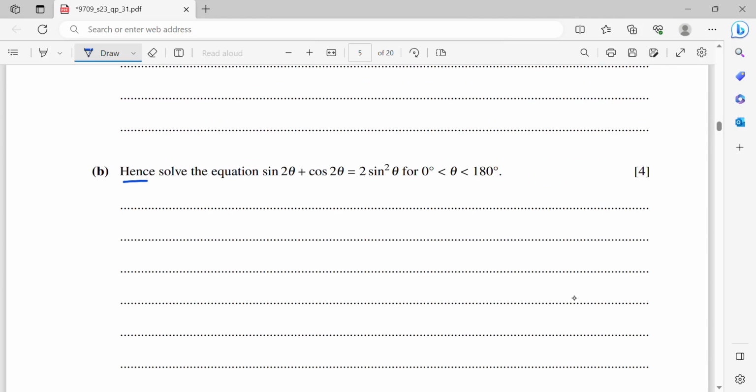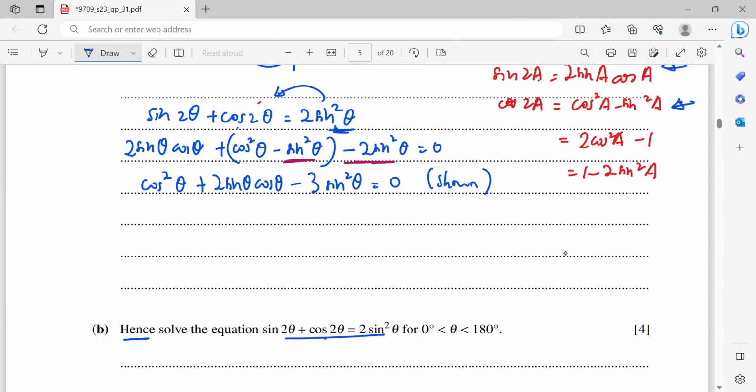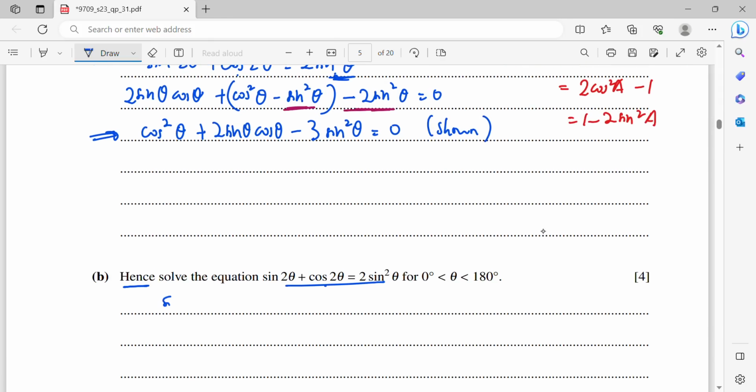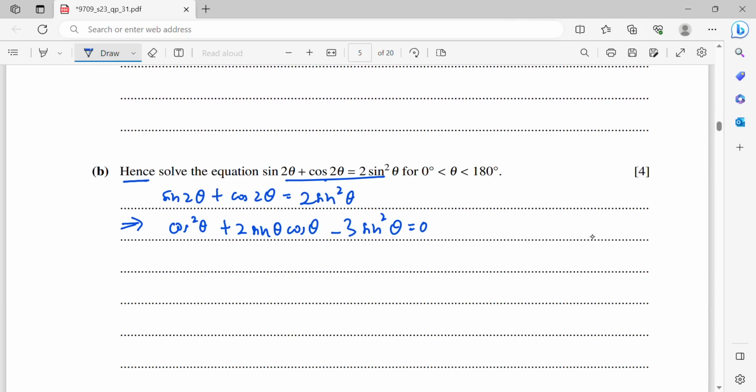Now b, hence means use the previous answer. Solve the equation sine 2 theta plus cos 2 theta is 2 sine squared theta. These 3 terms are exactly the same as the previous form. Okay, that means I can just change it to cos squared and sine squared. So now sine 2 theta plus cos 2 theta is 2 sine squared theta. I will simply change it to cos squared theta plus 2 sine theta cos theta minus 3 sine squared theta equals to 0. Okay, we have proven it in the part A. Now we need to solve this for 0 to 180 degrees.